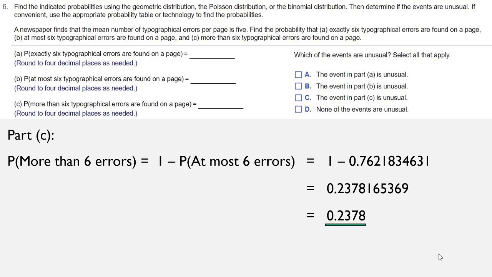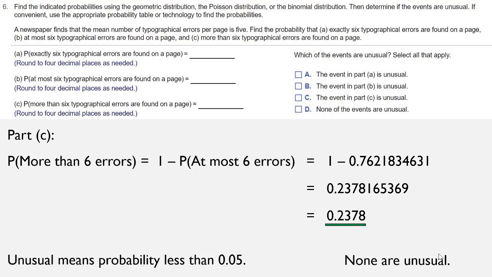The last question is, are any of these unusual? And remember, our criteria for unusual is that the probability had to be less than 0.05. And if we look at all of these probabilities from part A and B and C, none of those were unusual. None of them were less than 0.05. And so the correct choice for the last question is D. And that's your answer.